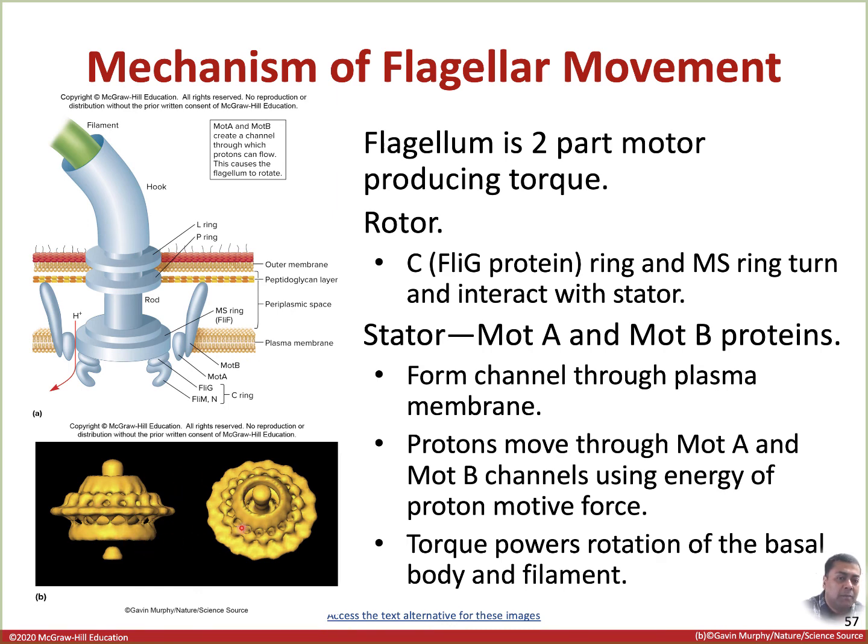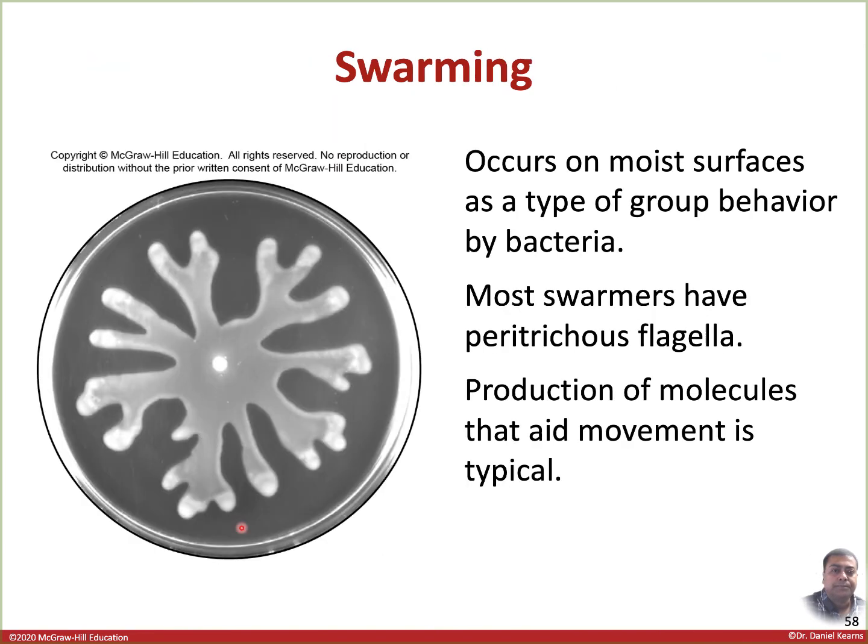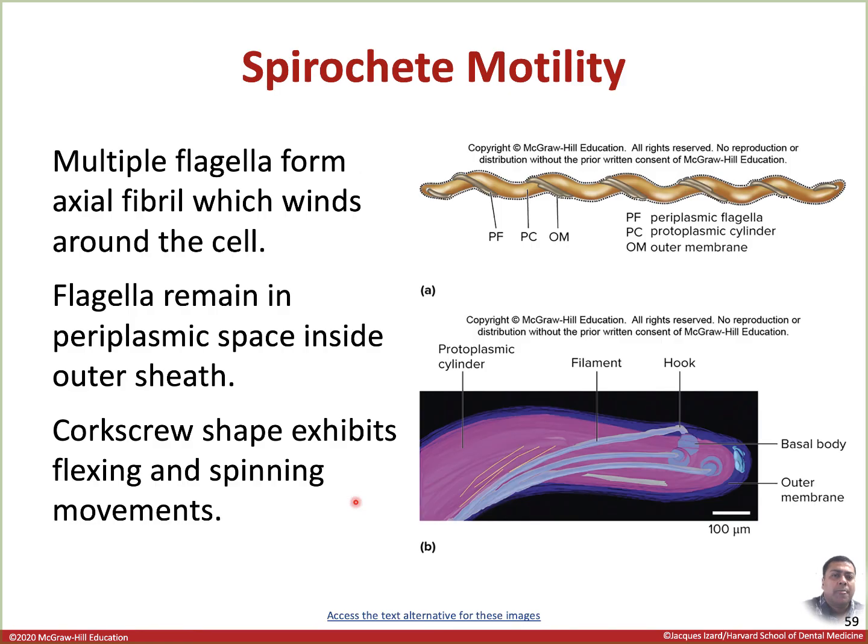In detail, that is how a motor looks like. Fascinating structure. The swarming is a typical type of behavior. This occurs on moist surfaces as a typical group behavior by the bacteria. Most swarmers have peritrichous flagella, and the production of molecules that aid in movement is typical. From a center, you can see that they move towards this typical flower-like structure, and this is called the swarming motion.